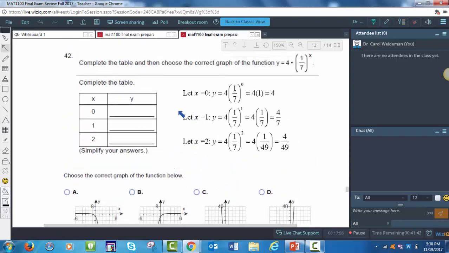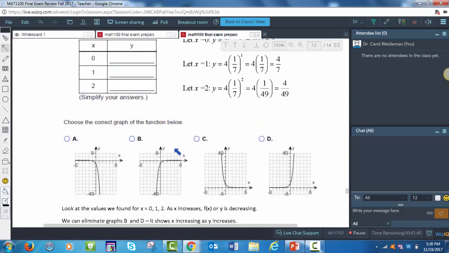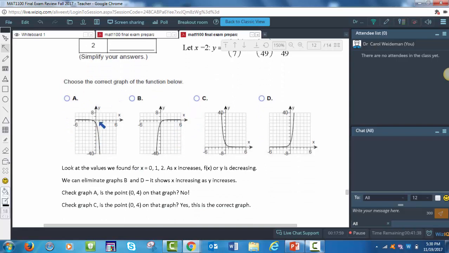Now notice I've got the y-intercept here. It's (0, 4). So I look at the 2 remaining graphs. Is (0, 4) plotted on this graph? Nope, that point would be right there. How about on this graph? Yes, it does appear on that graph. So the correct answer is C.